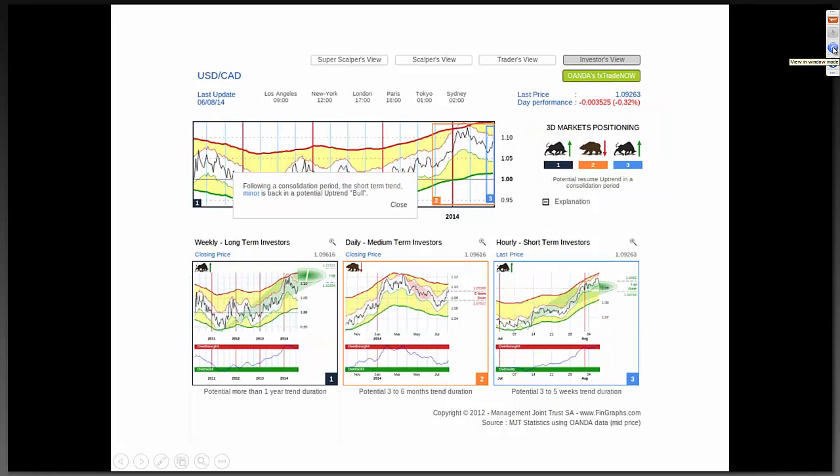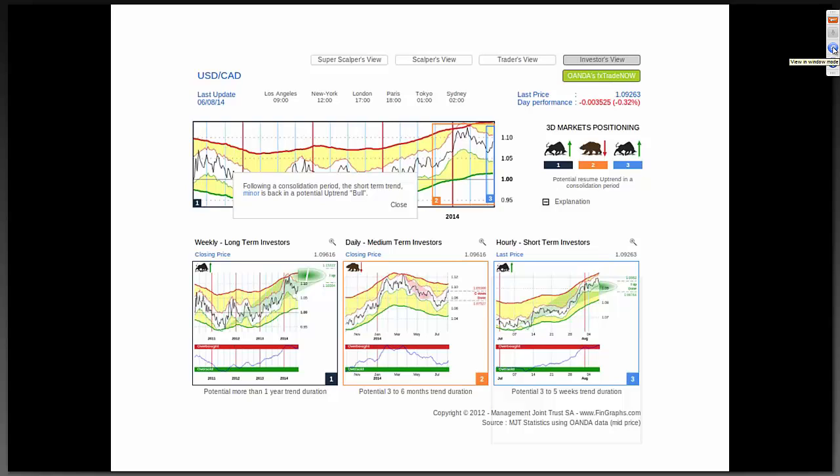For the Canadians that might be on this conference call, US dollar, Canadian dollar, investors view, weekly potential uptrend, daily potential downtrend, hourly potential uptrend. A potential resume uptrend in a consolidation period.